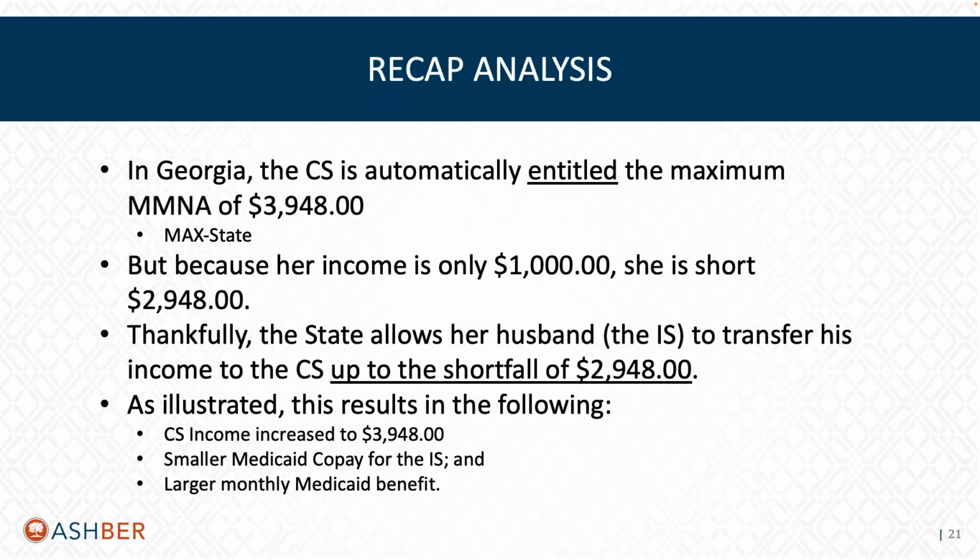And so again, to recap and re-illustrate that in Georgia and in any max only state, the community spouse is entitled to the maximum of $3,948. But because her income is only $1,000, she's short $2,948. So that again is getting transferred from husband to wife. And that's going to result in the community spouse's income, in this case, increasing to $3,948, resulting, like all of these examples will, in a smaller Medicaid copay and a larger Medicaid benefit.